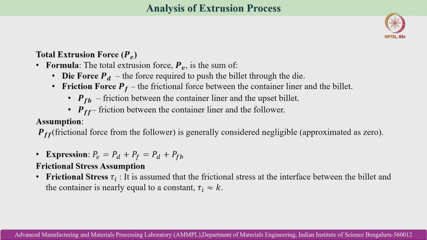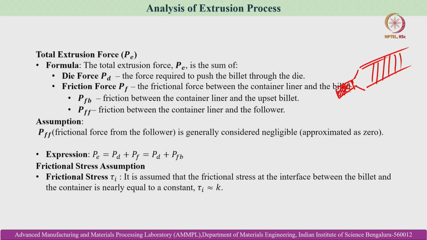The total extrusion force P E is basically the sum of the die force, that is P D, the force required to push the billet through the die, and the frictional force, that is P F, the friction force between the container liner and the billet, present at the container and billet interface. So, assume that this is the container. This is the workpiece billet present within the container, and then this is the die, from where the extruded billet is coming out.